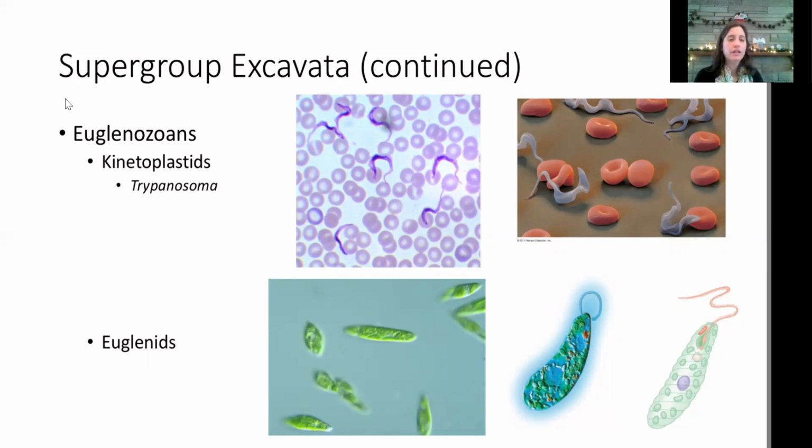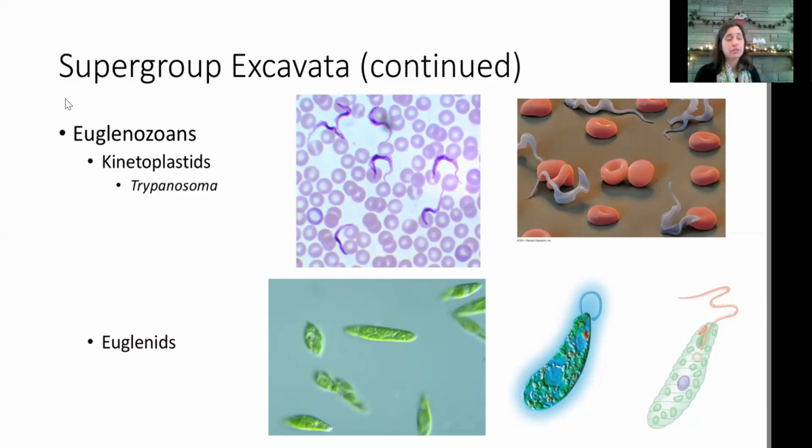Most of these are heterotrophs or parasites, so they're getting their nutrients from other things, and they're parasitical. So again, we're focusing on the bad. There's two kinds of trypanosomes that are problematic and cause two famous diseases. One is African sleeping sickness, which is caused by a trypanosome that is carried by the tsetse fly.